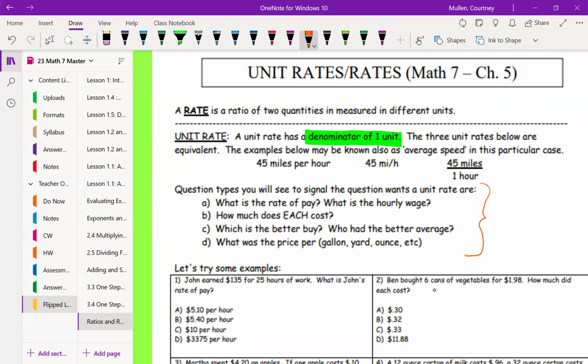They might say, what is the rate of pay? Or what is the hourly wage? How much does each cost? Which is the better buy, or who had the better average? Or what was the price per gallon or per yard or per ounce? All of these questions are asking you to find the unit rates.